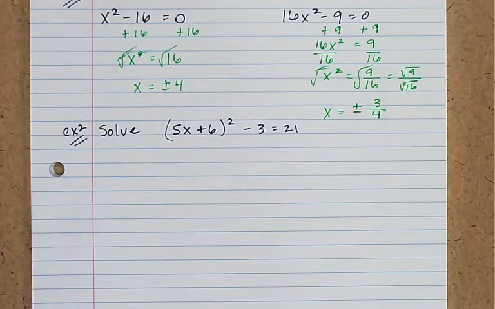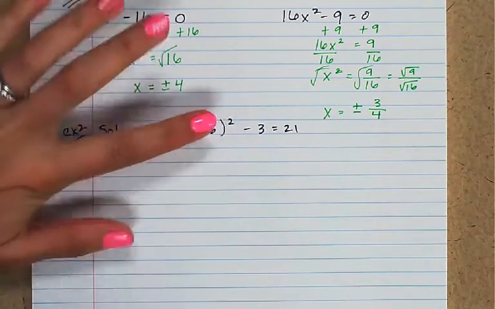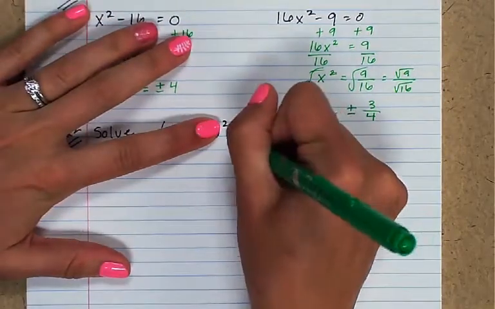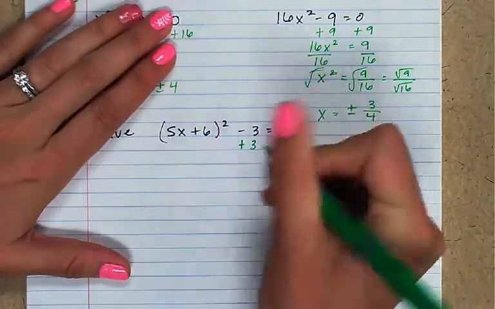This last one says, solve 5x plus 6 squared minus 3 equals 21. So whenever you have something being added or subtracted onto the side, you need to get rid of that first. So I'm going to add 3.